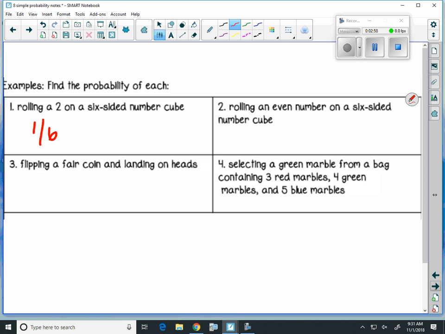What about rolling an even number on a six-sided number cube? How many even numbers are on a six-sided die? 2, 4, and 6, right? So that would be 3 out of what? 6. We're going to simplify that to 1/2.